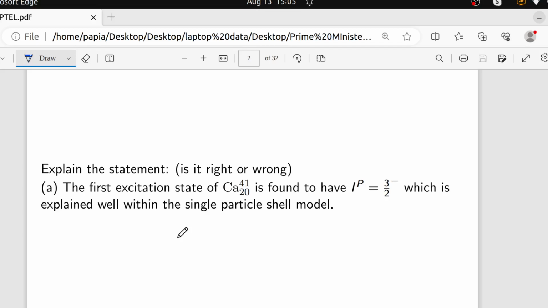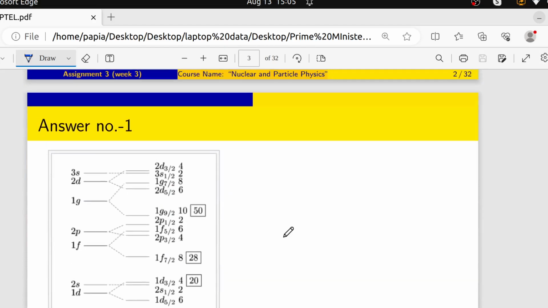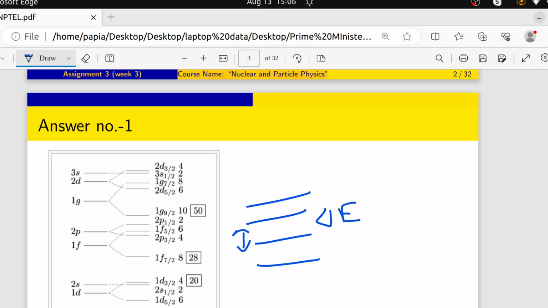One student asked me a question about what the energy will be, if there is one energy gap between these two, then what will be the expression for delta E? That was the previous week's question. So I just want to elaborate that one a little bit, and after that I will go to the next question.